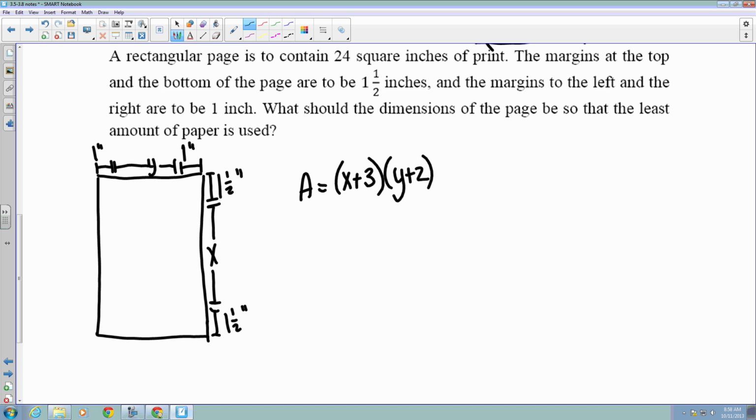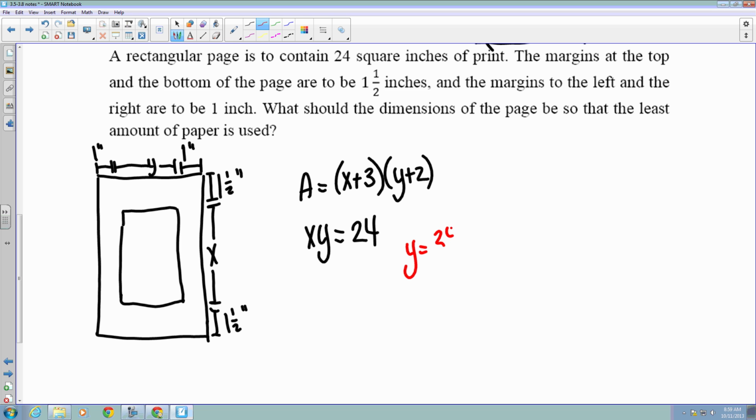And if we know that they can contain 24 square inches of print, that's just going to be in the middle here, not including those margins. That's just going to be x times y. This is our secondary equation that we're going to work with first. So we know that we want to work in terms of x's, which is always the one that we prefer. So we're going to solve our secondary equation for y, which would be 24 over x. And then we're going to put that in our primary equation, the area of the entire piece of paper, to solve that one.